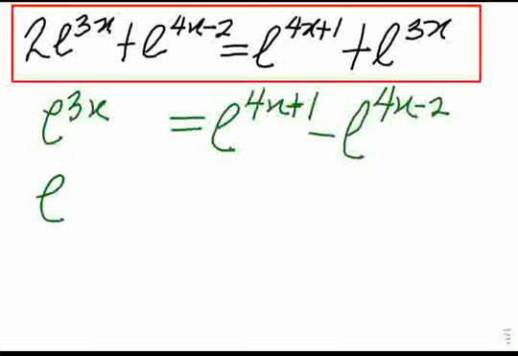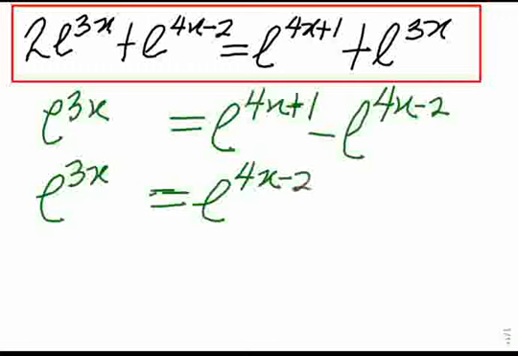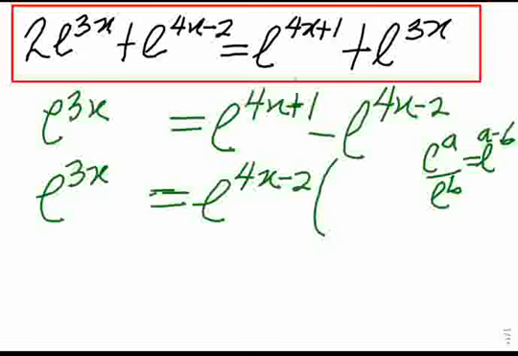What do we do next? I am going to factorize the right hand side. In factorizing that, my highest common factor is e^(4x-2), because this power is less than this power. So in factorizing that, I'm going to divide each of these terms by my HCF. In dividing them, I am going to obey the quotient rule: e^a divided by e^b, let's remember that that is e^(a-b).